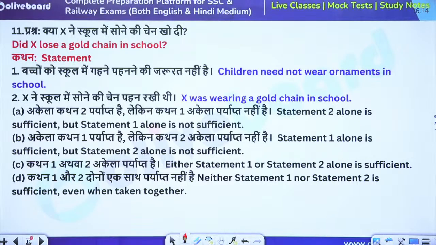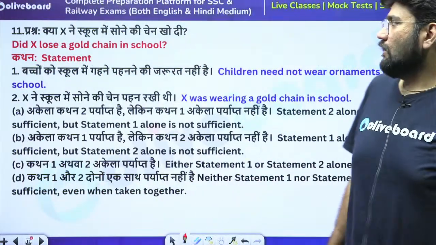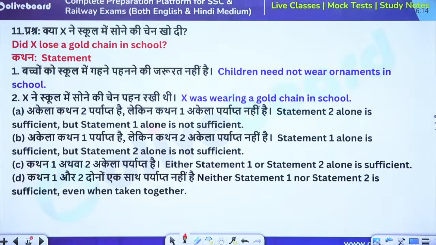See, did X lose a gold chain in the school? This is the question. This is data sufficiency, and this is very unique, a different type of question. Did X lose a gold chain in the school? The statements are: 1, children need not wear ornaments in school.